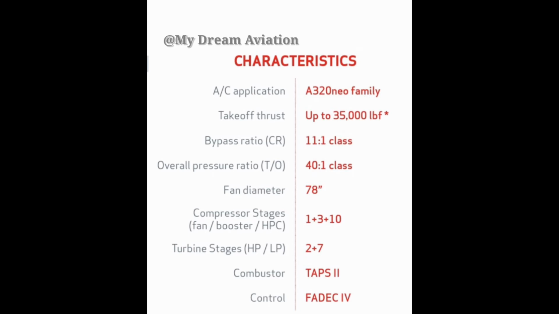The compressor stages fan, booster, HPC are 1 plus 3 plus 10. It means the compressor has 1 fan, a 3-stage low pressure compressor and a 10-stage high pressure compressor, and the turbine stages HP or LP are 2 plus 7. It means in the turbine there are 2 high pressure turbine stages and 7 low pressure turbine stages, and the combustion chamber is TAPS, second generation twin annular premixing swirler combustor, controlled by FADEC 4, full authority digital engine control.